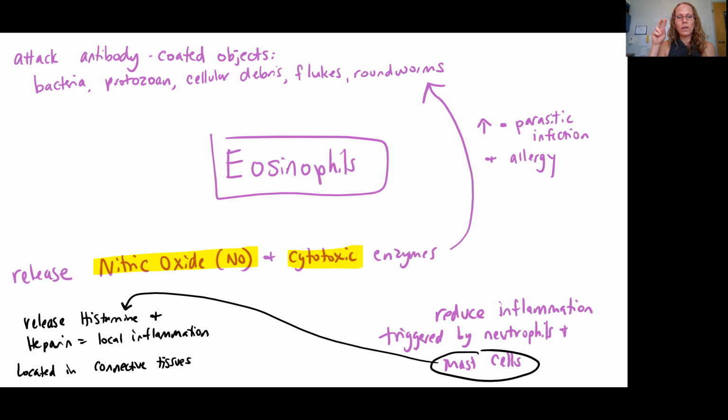So the neutrophil and the mast cell here are triggering inflammation. Eosinophils are reversing that, so they're reducing that. So that then would be an example of a negative feedback. Neutrophils and mast cells trigger inflammation, and then the eosinophil comes along and reduces that.